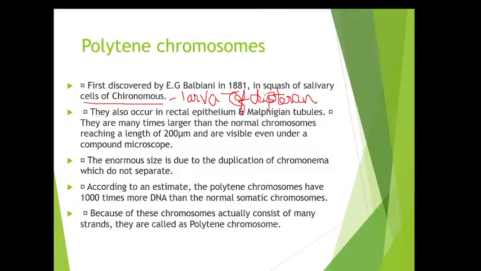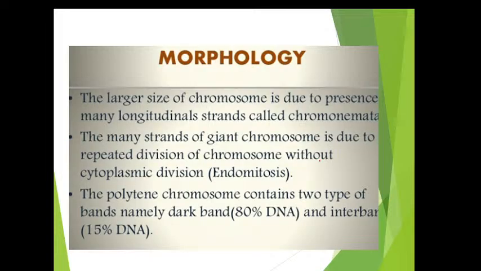These polytene chromosomes are actually formed due to repeated divisions. The large size of the chromosome is due to the presence of long longitudinal strands, which undergo repeated division, and that is the reason for the formation of the polytene chromosome. They are formed as a result of repeated division of the chromosome without cytoplasmic division, and that is known as endomitosis.